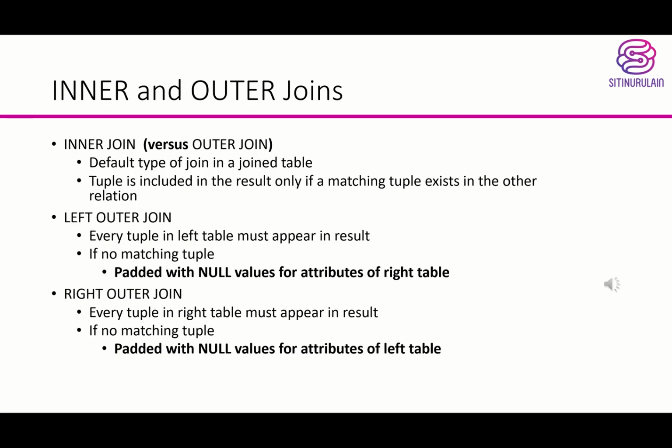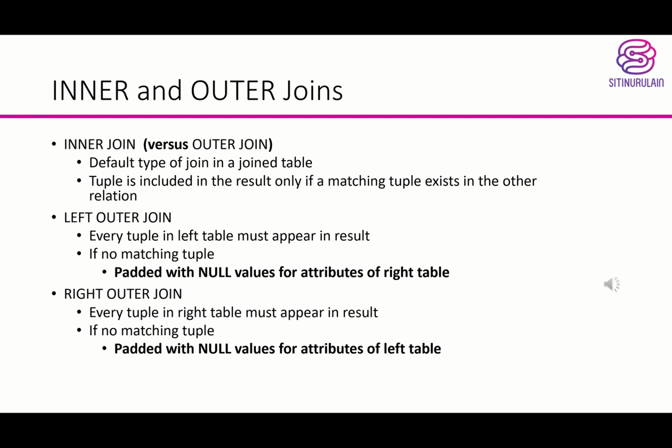Inner join versus outer join: inner join is the default type of join in a joined table. A tuple is included in the result only if a matching tuple exists in the other relation. For the left outer join, every tuple in the left table must appear in the result. If no matching tuple is found, null values will be padded for attributes of the right table.